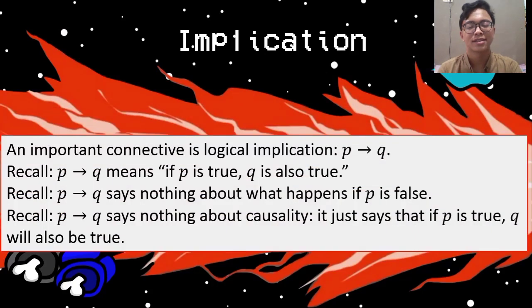Okay, next, implication. An important connective is logical implication. If P, then Q. That's read "if P then Q". Okay. So recall, if P then Q means if P is true, then Q is also true. If P then Q says nothing about what happens if P is false and says nothing about causality. It just says that if P is true, Q will also be true. Look at the example.